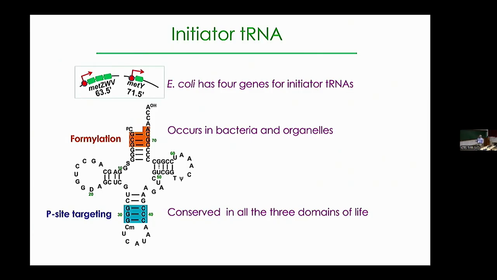And if you look at the acceptor stem, there is a mismatch at 1-72 position. And this is really very important for many things. And there are sequences at 2nd, 3rd, 4th, these positions, which are all important for formylation of this tRNA. The mismatch helps in the formylation of this tRNA. It also helps in avoiding this tRNA from binding to EF-Tu, as well as yet another function, which is an enzyme called peptidyl tRNA hydrolase.